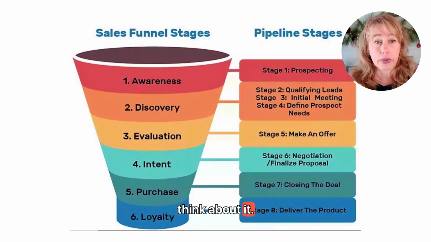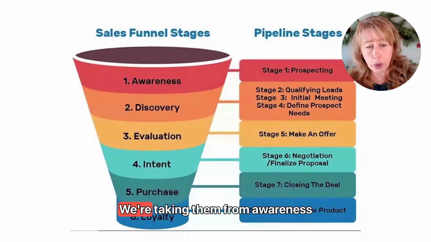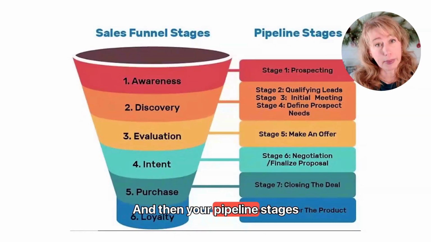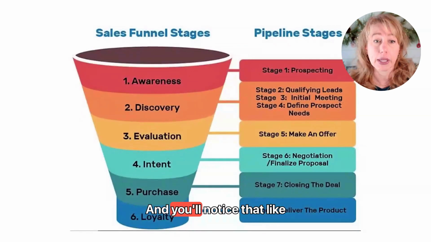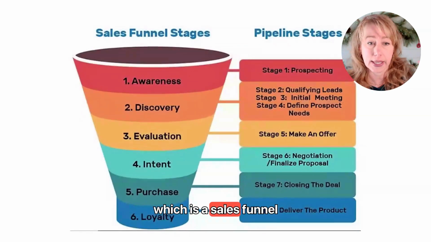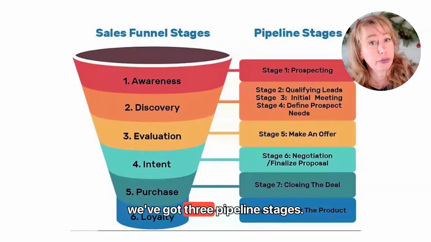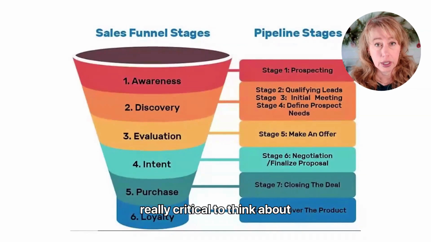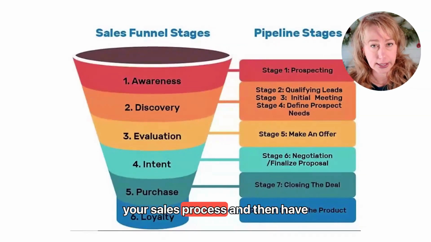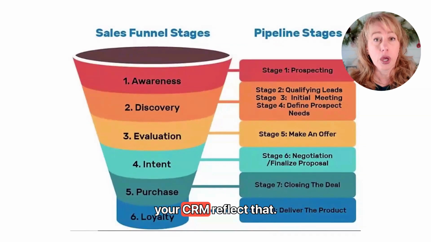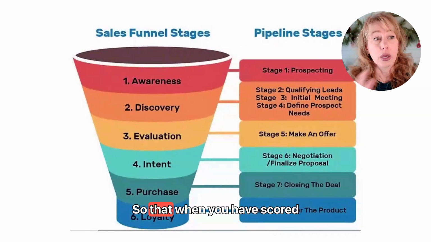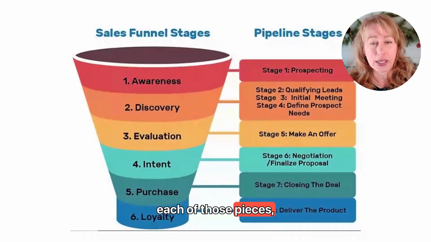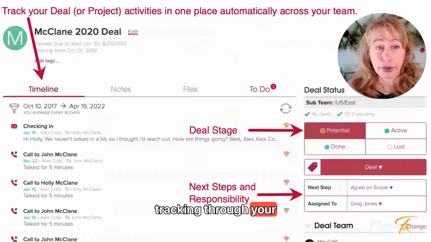Here's another way to think about it. So we've got a sales funnel stage. We're taking them from awareness through loyalty, like even post-purchase. And then your pipeline stages can then reflect them. And you'll notice that in discovery here, which is the sales funnel stage 2, we've got 3 pipeline stages. The point here is that it's really critical to think about your sales process and then have your CRM reflect that, so that when you have scored your leads and gotten through each of those pieces, you know exactly how they're tracking through your sales system.